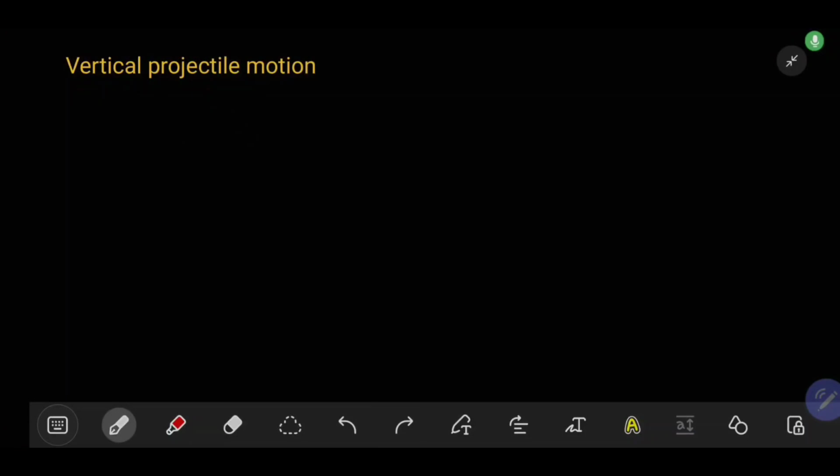This session we're going to be looking at the concept of vertical projectile motion. So one can ask, what exactly is vertical projectile motion? This is the motion of an object that is launched or thrown vertically upward into the air and then falls back down under the influence of gravity.